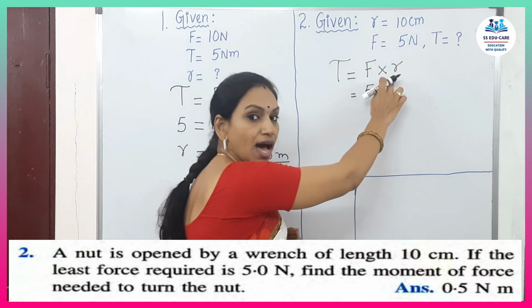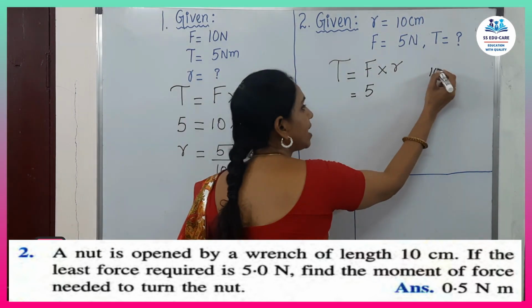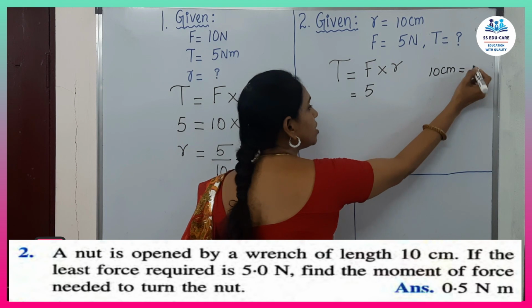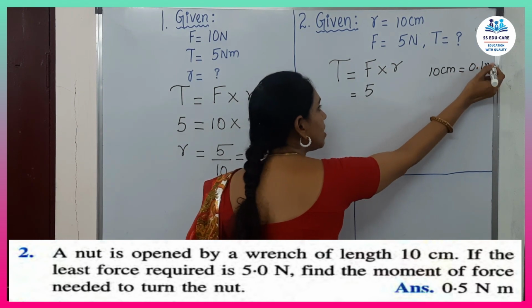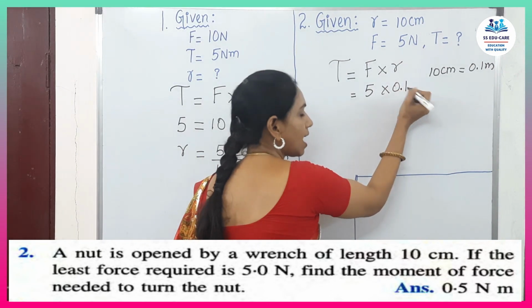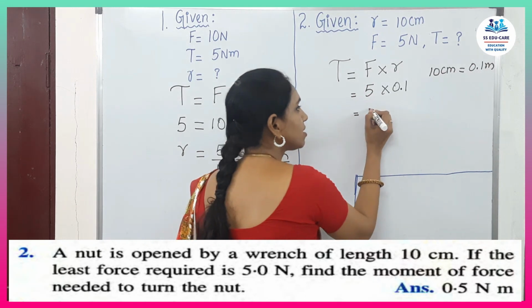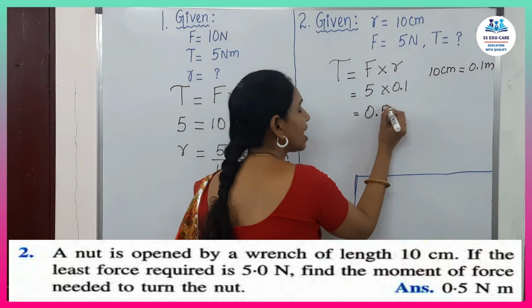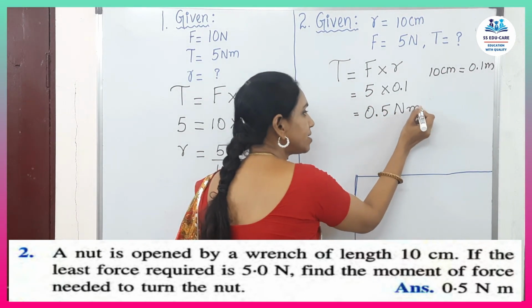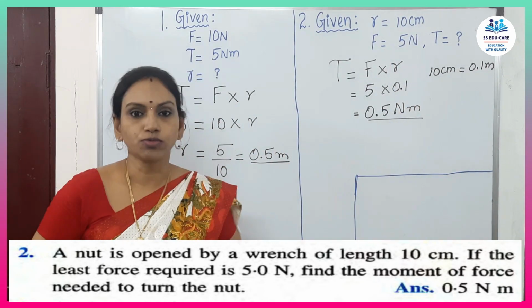But what is R? R is given in centimeter. So 10 centimeter is equal to 0.1 meter. So I am writing it as 0.1 meter. So what is the answer? We'll be getting 0.5 Newton meter. This is problem number 2.